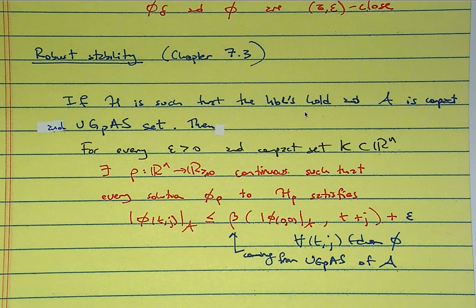Grab an H and say that the hybrid basic conditions hold. Grab an A and say that A is compact and a UGPAS set, like, for instance, the bouncing ball problem or the sample and hold problem with a compact set. Then what happens is the following. For every epsilon larger than zero and a compact set K, there exists a rho that you can tolerate such that for every solution to the perturbed system by that rho, we have that, remember that you read that for the last homework problem, section 3.5. If you have UGPAS, there is always a KL bound. But now the KL bound is going to be with an epsilon.